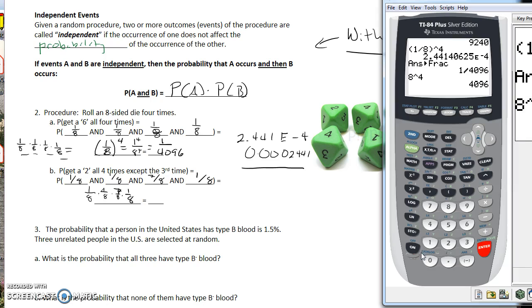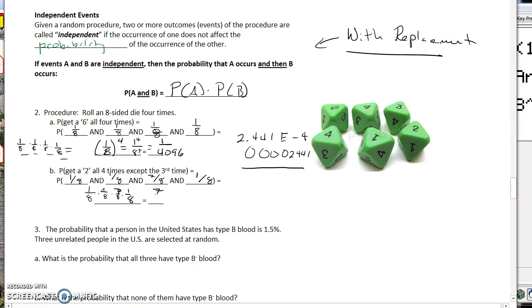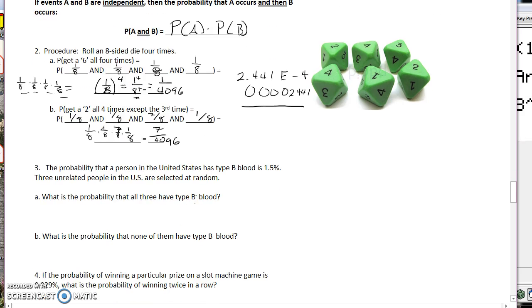A nice way to do this, again, multiplication, we can just multiply the numbers on top. I don't even think I need the calculator for this. So 1 times 1 times 7 times 1 is 7. And then the bottom number, 8 times 8 times 8 times 8, we did that up here, didn't we? We found that that was 4096.